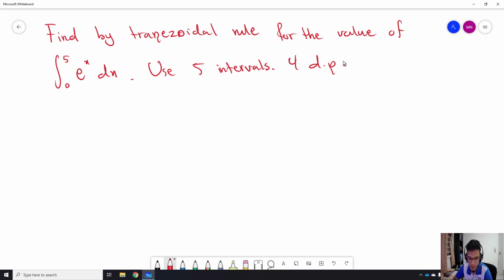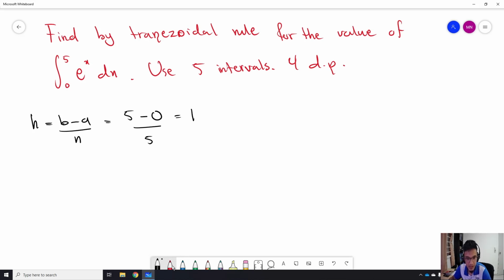Okay, so we are given an equation. It mentions here to use 5 intervals. So 5 intervals means n is 5 strips. So we can find the value of h. So h is equal to b minus a over n. So b is 5 minus 0 over 5 because it is 5 intervals. So then we have the value of h. That is 1. So h is equal to 1.